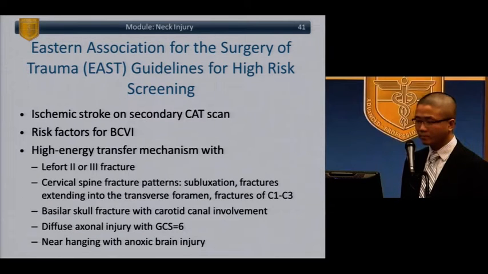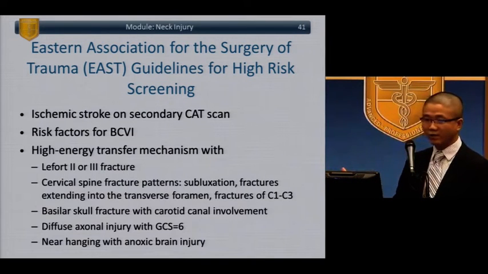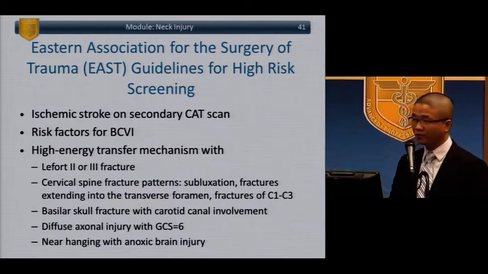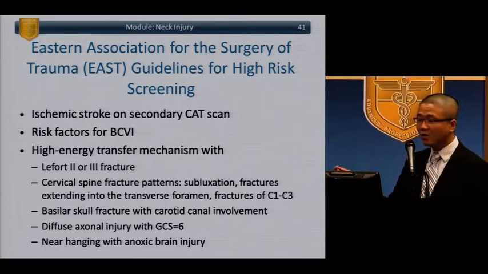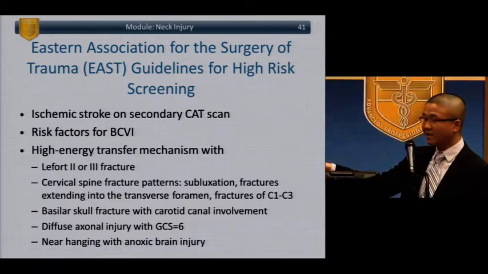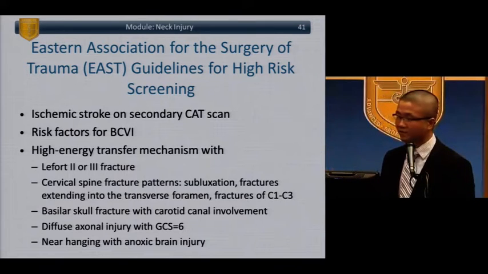Risk factors for blunt cerebral vascular injury are the high energy transfer mechanisms. Le Fort 2 or 3, Le Fort is a classification for facial fractures. A Le Fort 3 fracture is a craniofacial dissociation. So whatever mechanism caused that crush of a face is probably a high enough impact mechanism that it could lead to blunt cerebral vascular injury.